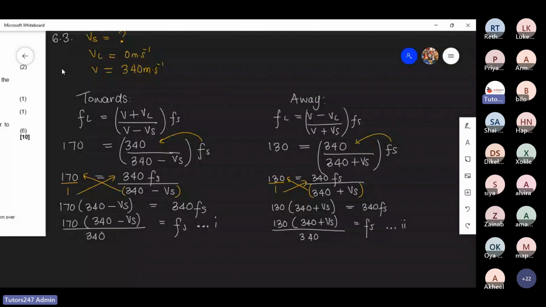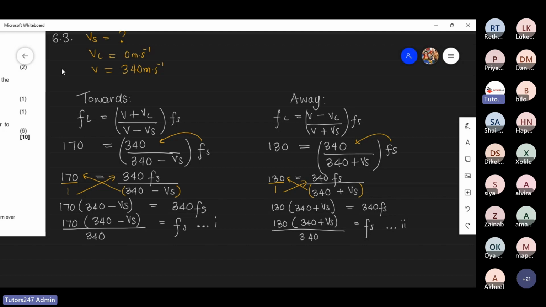Now, if we take a step back, why do we have two equations? It's because we have two different scenarios taking place. The first equation represents the police car moving towards the stationary individual. The second equation represents the police car moving away from the stationary individual. The differences in our equations come from the signs. If the object is moving towards, it is going to be plus on top, minus at the bottom. If the object is moving away, it is going to be minus on top, plus at the bottom.